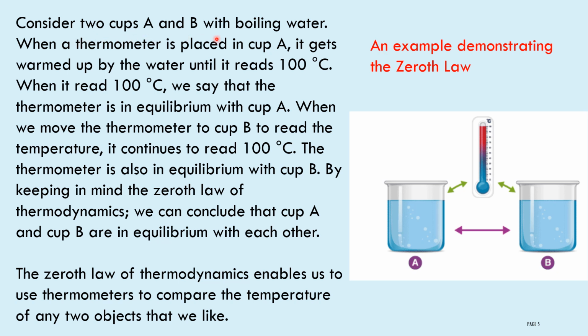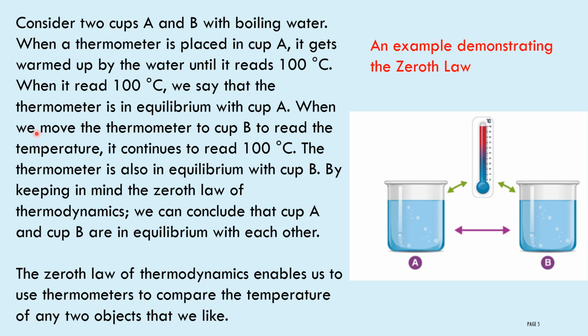Consider two cups, A and B, with boiling water. When a thermometer is placed in cup A, it warms up by the water until it reaches 100 degrees Celsius. Here we put one thermometer inside cup A, which has boiling water. Because of the boiling water, the mercury inside the thermometer reaches the level of 100 degrees, because 100 degrees Celsius is the boiling point of water.